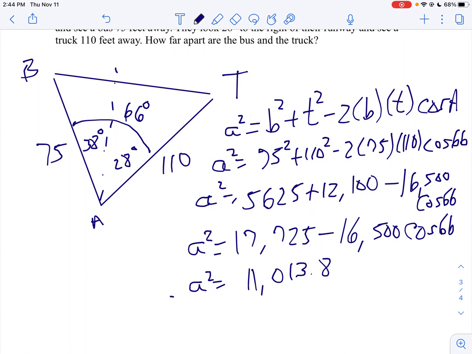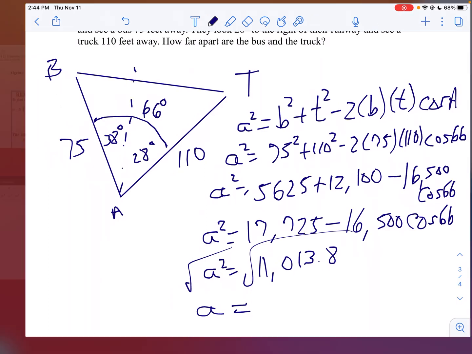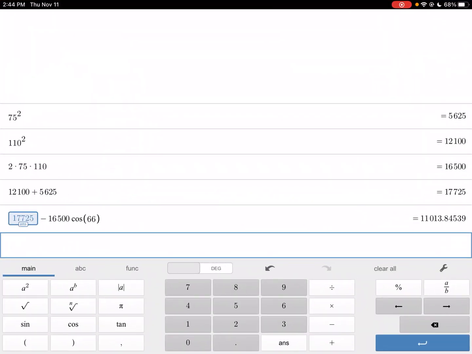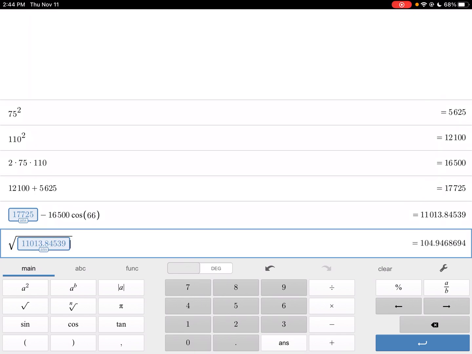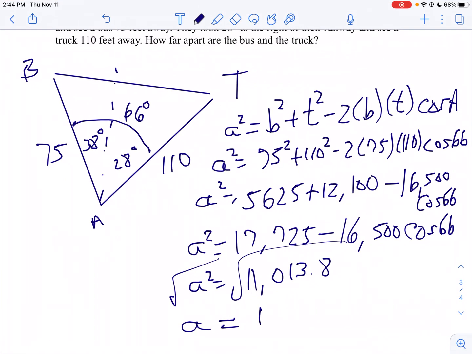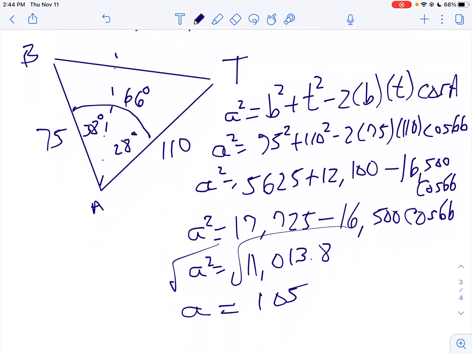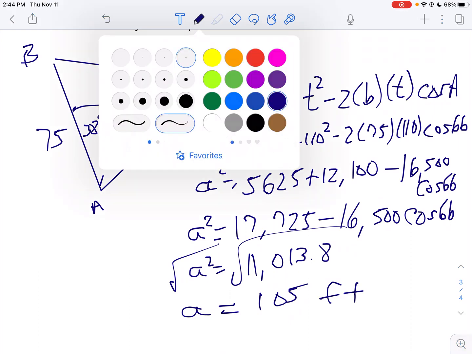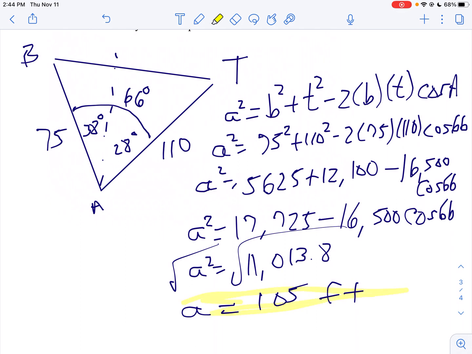And to find a, we'll just take the square root of both sides, and this will be the distance from the bus to the truck. So I'm going to take the square root of my answer, and I'm going to round it to the nearest whole number because my other distances are to the nearest whole number, so it just makes sense. 105 feet. Since it's an application problem, don't forget the units. You don't have to solve this triangle because they just ask for the distance from the bus to the truck. And we're going to say, oh, it's 105 feet. There you go.